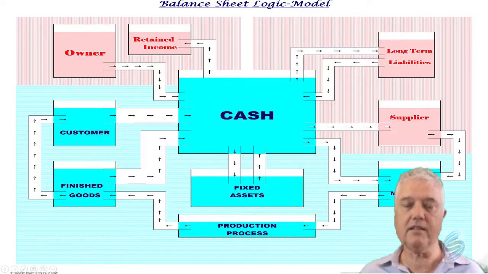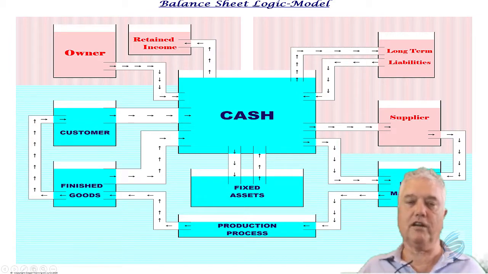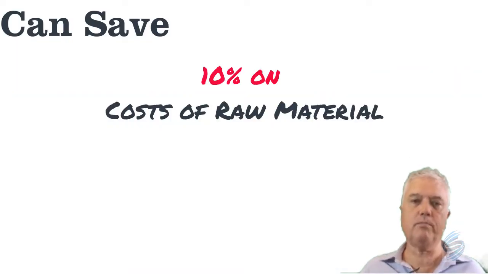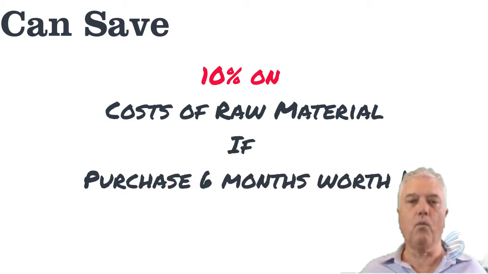I'm not saying how the financial statements help me make that decision. And how does this work? Well, here's a scenario. My procurement officer came to me and said, we can save 10% on the cost of our raw materials if we buy 6 months worth of product. What advice must I give that procurement officer? What advice would you give them?